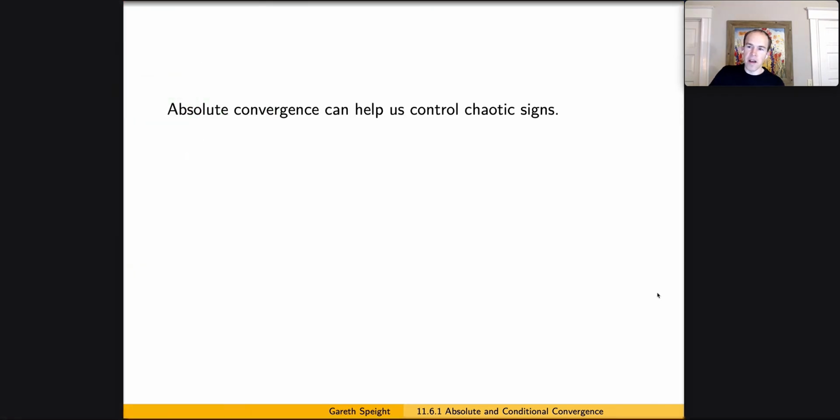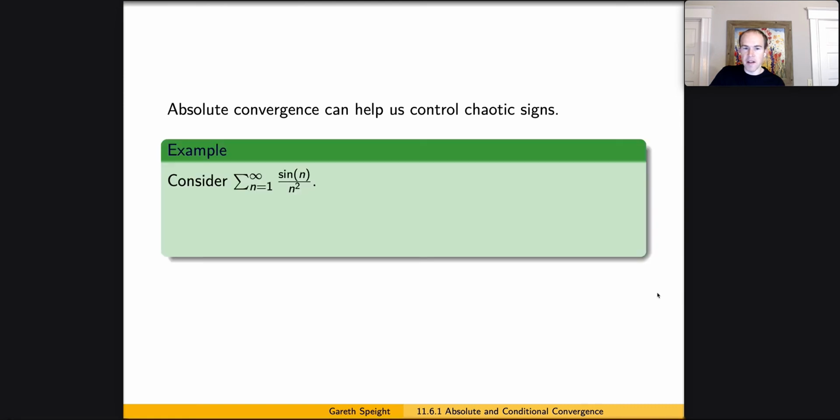Okay, another useful application of absolute convergence is when we have chaotic signs, like in the previous examples. You could argue we could have just used the alternating series test. But if you have something a bit more chaotic, like sine of n divided by n squared, with sine of 1, sine of 2, sine of 3, they're not really easy values to understand. So you can't really say that it's alternating.